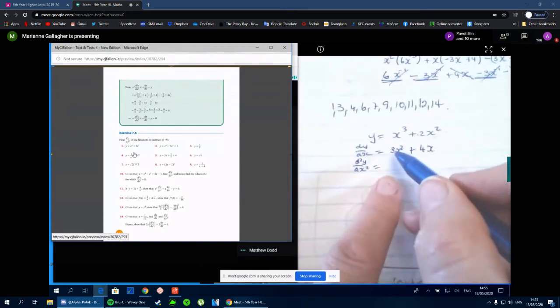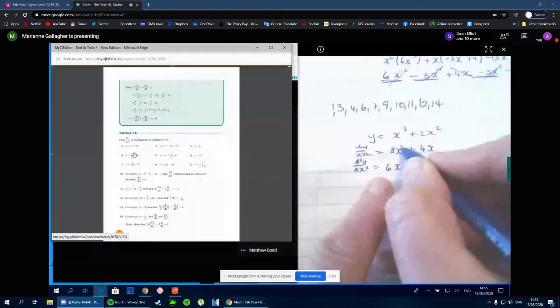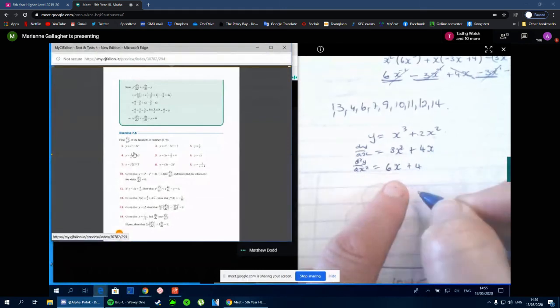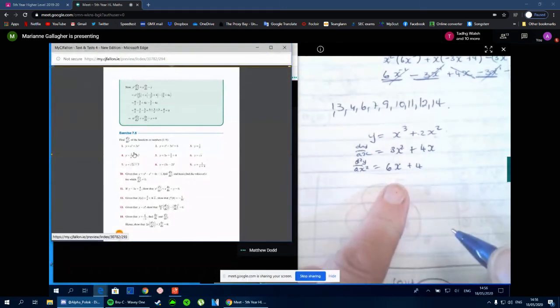So bring down the 2 multiplied by 3x, and the new power is 2 minus 1, which is 1. Bring down the 1, 4 ones is 4, and the new power is 0. And that's it.